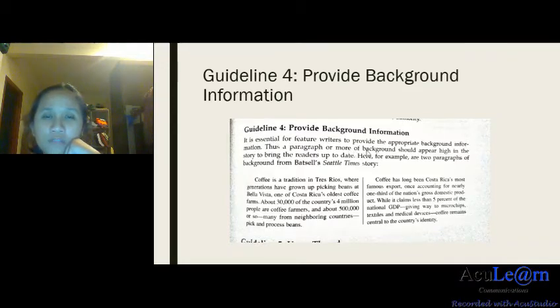It's essential for feature writers to provide the appropriate background. It should appear high in the story to bring the readers up to date. Okay, for example, right here, background would be your research on your story. So if you're writing about coffee, you want to write like this.